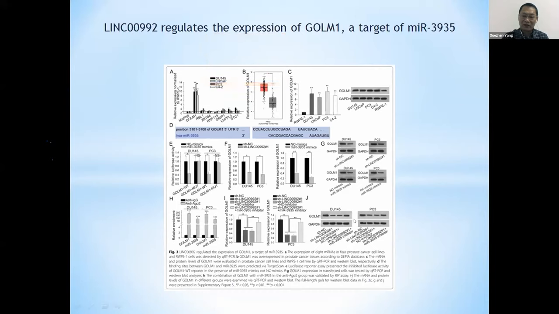Here, in picture T, it just changes the methods. Here we use RT-PCR, and here we use the Western blot. But the results are the same, to prove that the effect of shRNA of link 00992 could be restored by microRNA 3935 inhibitor. So that's research. If we want to prove something, we should prove it by different methods. These methods prove only one thing. That's the research.